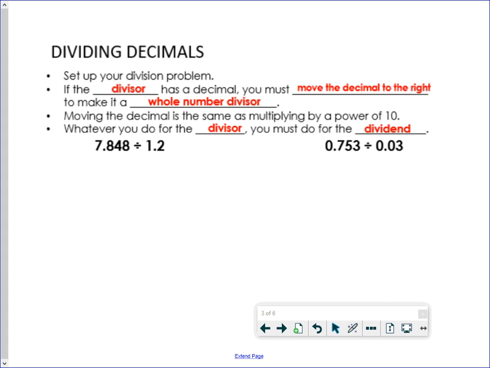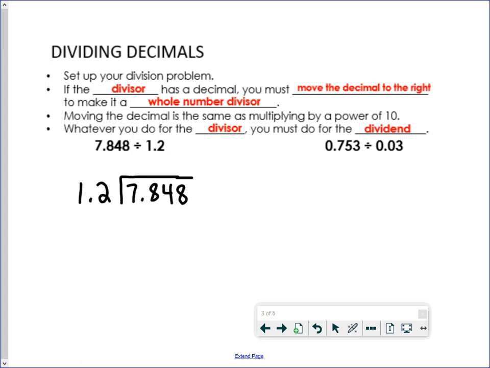So let's go ahead and set it up. Remember, the top number here is like the top of the fraction. It kind of falls through the roof. So that one goes inside. So here's 7.848. And this one goes on the outside.